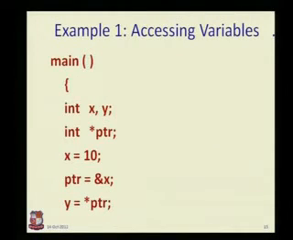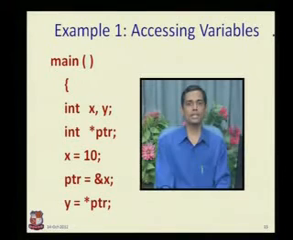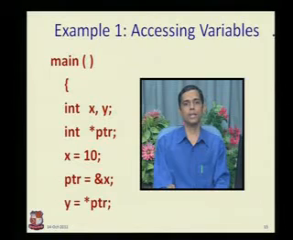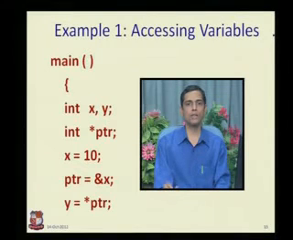Now I have written a program in C with the main function, and then I start its function and declare two variables, int x and y. In the next line I declare int *ptr. Then I do x = 10, which means I have initialized x to 10, and in the next line ptr = &x. This ampersand of x means now ptr is pointing to the 10, which means I can use the value 10 by using *ptr.